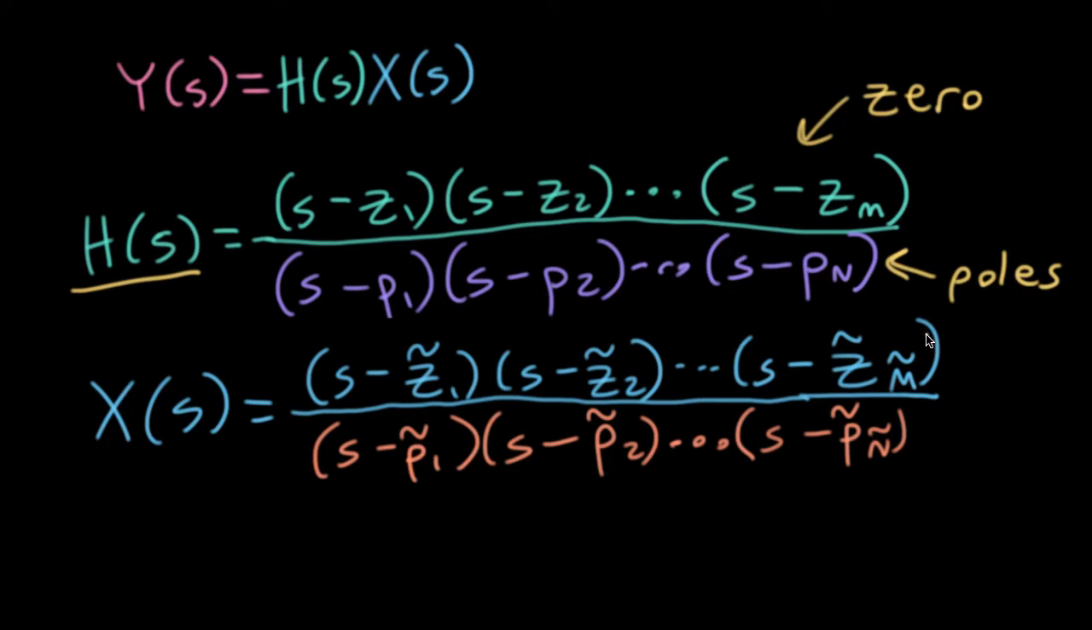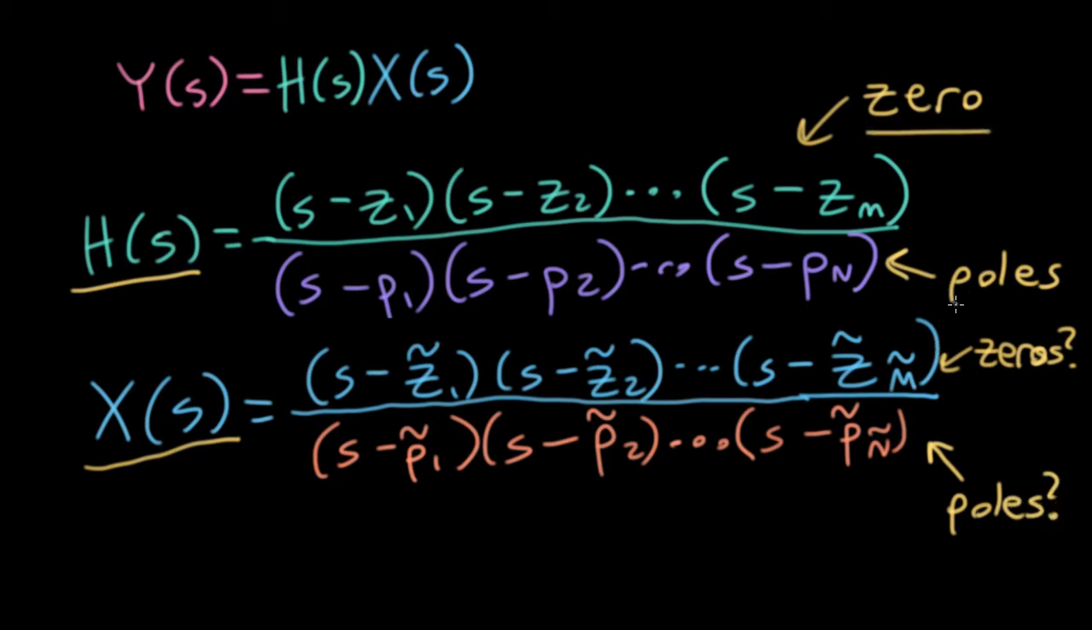But if you leave the realm of signal and system theory and differential equations classes into more general math, well, you could also just be talking about the roots of the numerator or the roots of the denominator of some kind of more generic function. So here I have a big X of S. It's not representing a transfer function of a system, but is there any harm in calling the roots of the numerator zeros and calling the roots of the denominator poles?